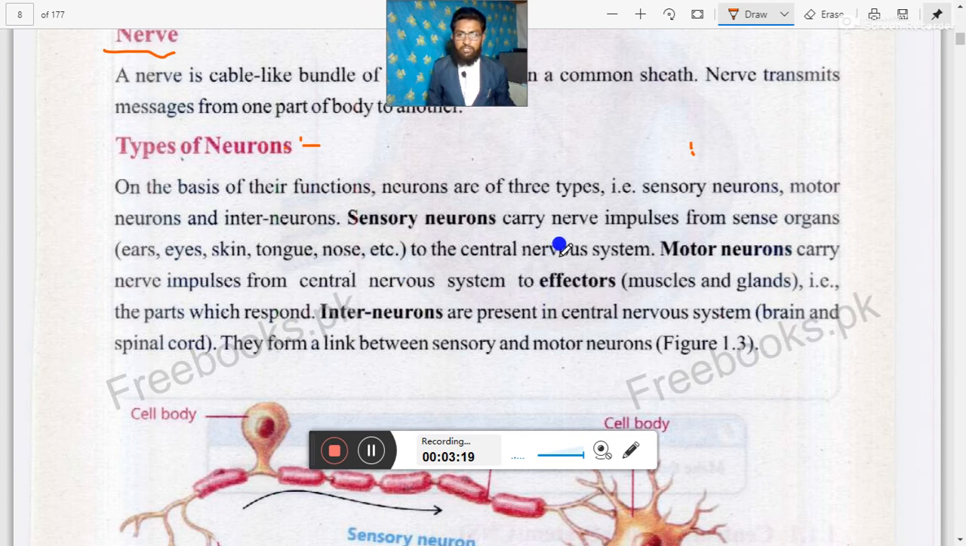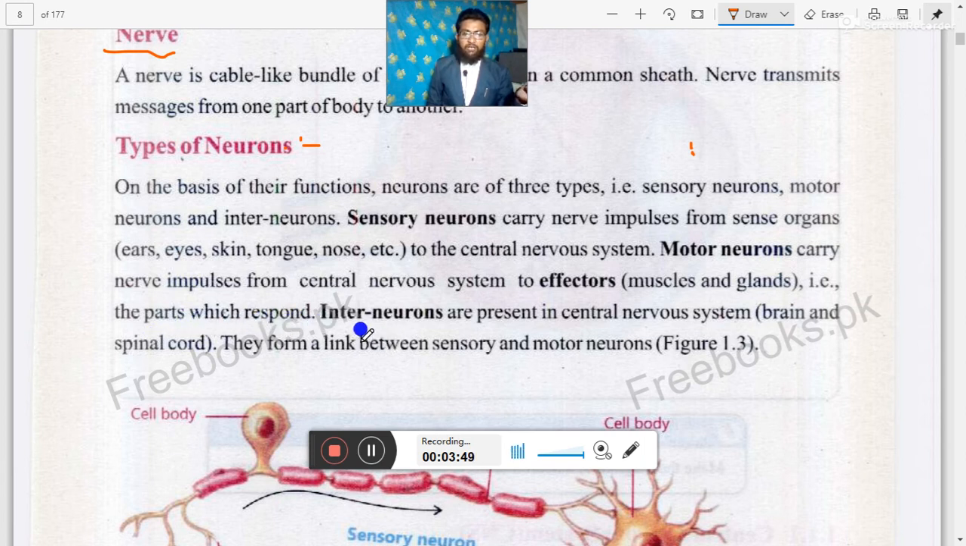Now, what are the effectors? Dear cadets, effectors are the organs that respond to the stimulus, that respond from our body to the environment. Effectors may be muscles and glands. These all are the effectors. Dear cadets, these are the parts which respond.